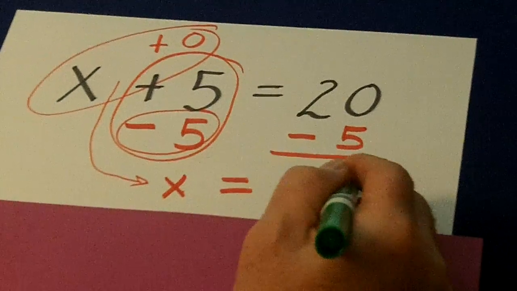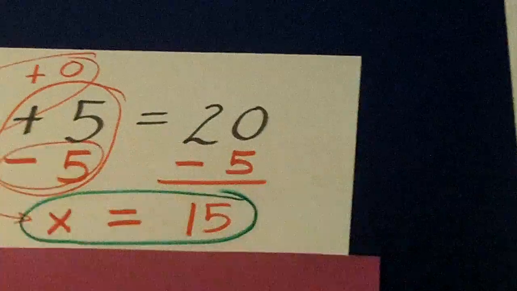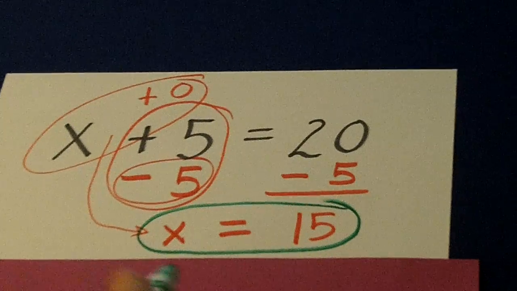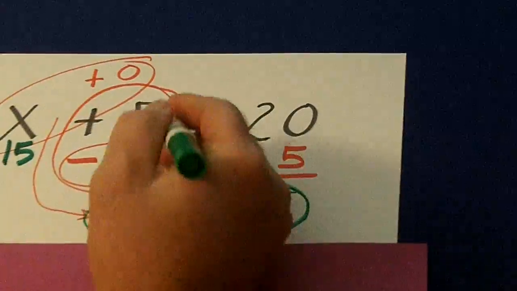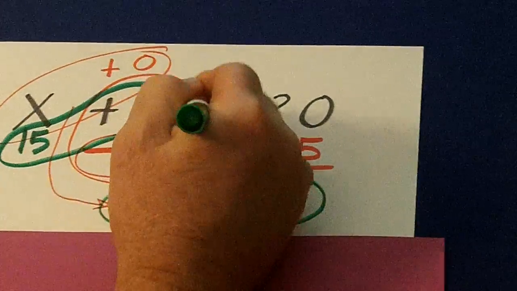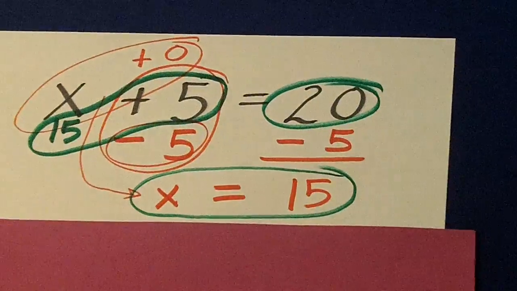Now, let's see if this makes sense. This is called checking your work. X is equal to 15. Come back and put 15 here. What's 15 plus 5? 20. We did it.